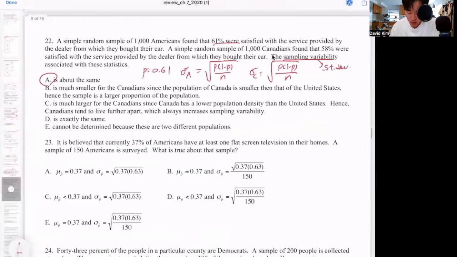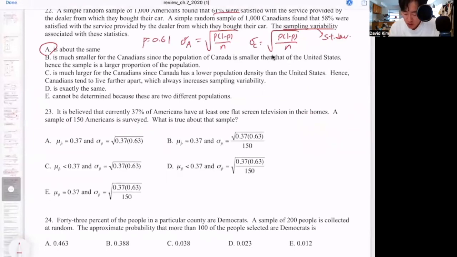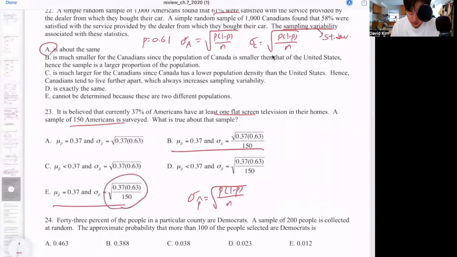All right, so number 23, it is believed that currently 37% of Americans have at least one flat screen television in their homes. A sample of 150 Americans is surveyed. What is true about that sample? So the sample size is 150, and it seems you're supposed to use the standard deviation for proportions, which is the square root of P times 1 minus P over n. I think during second period I made a mistake saying that B and E are the same, but E is the correct answer because it has the square root over the whole thing instead of just the numerator. Obviously, all the other ones make no sense. It's going to be E.